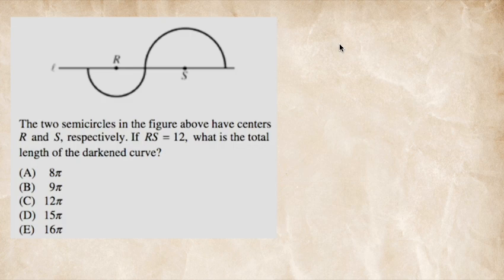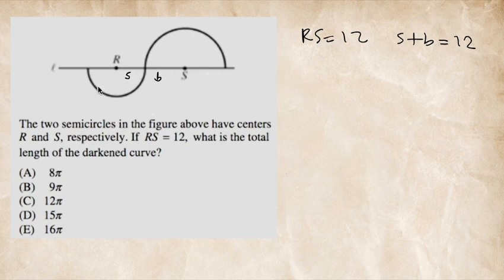So here is another circle question. There are two semicircles, and if both have centers R and S, and RS equals 12, what's the total length of the darkened curve? So we'll apply the previous tip again. Let's label this smaller circle's radius S and the bigger circle's radius B. We're given that RS equals 12, so that means S plus B is equal to 12, because those are the radii of both circles.